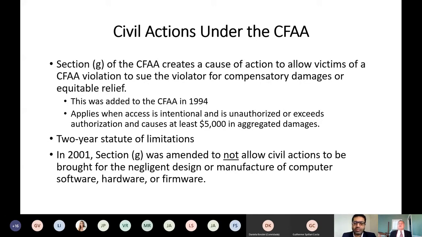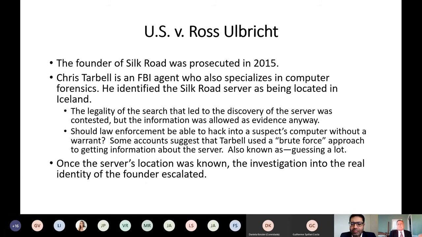The important thing here is that people who design and manufacture software and hardware, the companies, cannot be sued for negligent design. So they cannot be sued for having all sorts of software and hardware vulnerabilities, and there can be no negligence claim made against them.